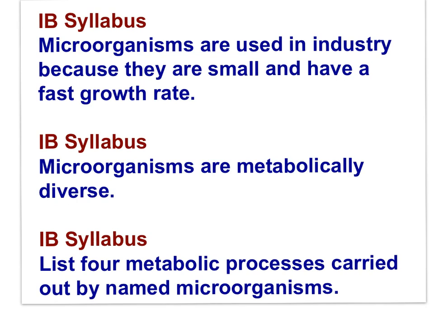Here are the first 3 IB syllabus statements of the movie. Microorganisms are used in industry because they are small and have a fast growth rate. Microorganisms are metabolically diverse. List 4 metabolic processes carried out by named microorganisms.